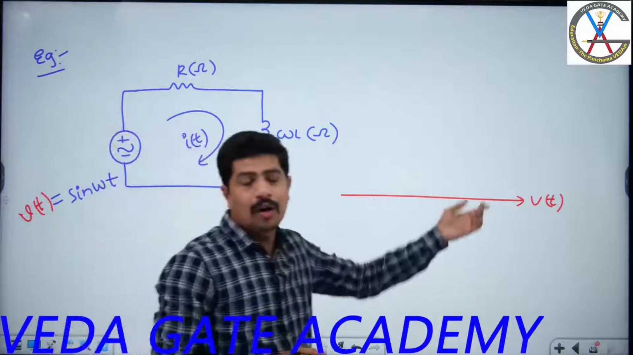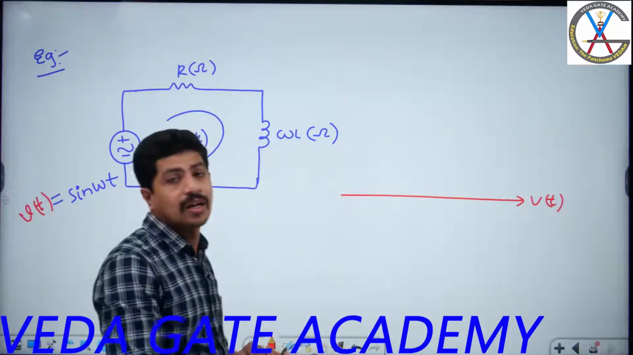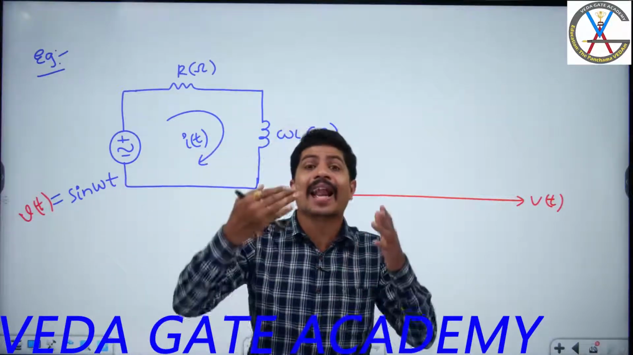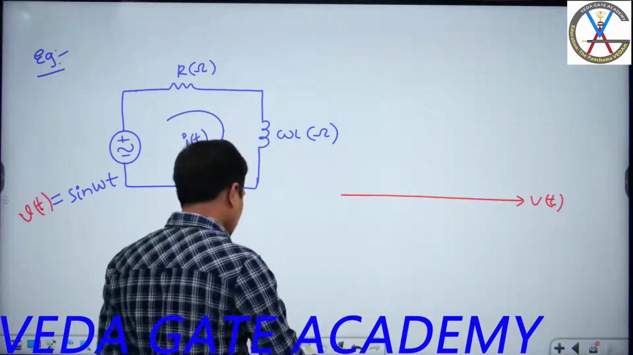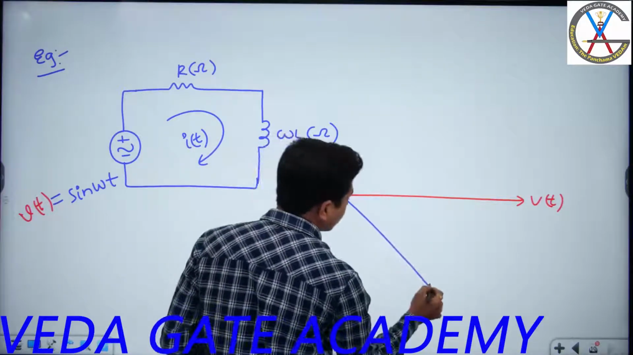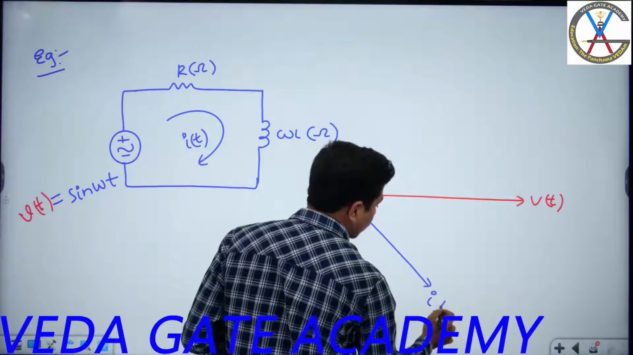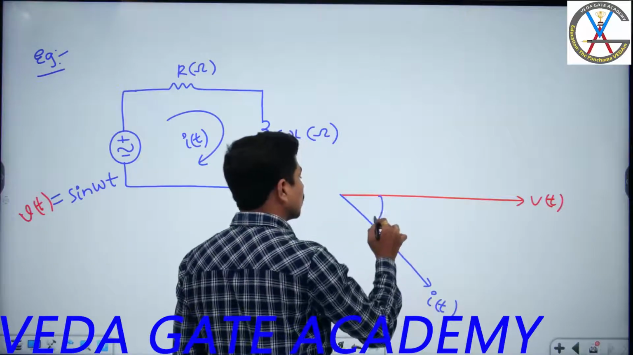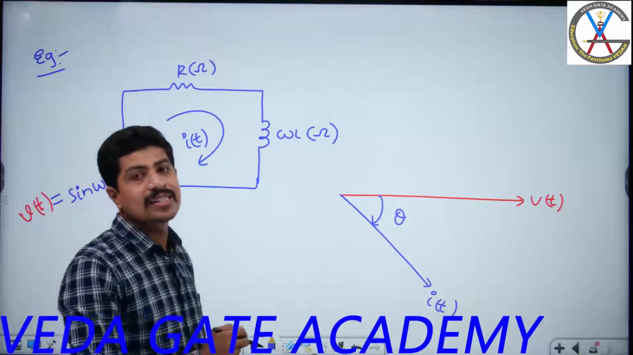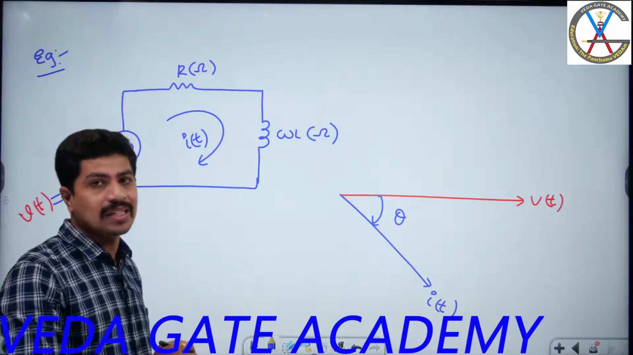That is the voltage phasor. We know very well that current in an RL network lags by theta compared to the applied voltage. Yes, this is I of t. This is our reference. This is theta. What is theta? Theta is the impedance angle.